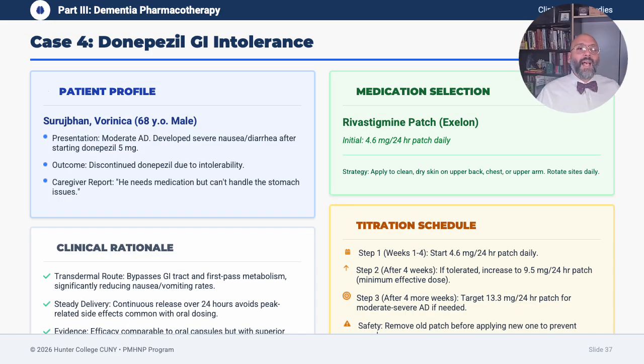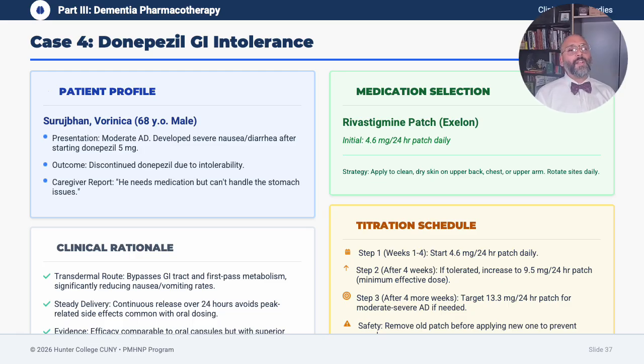So this case highlights a very common real-world problem with the cholinesterase inhibitors, which is the GI intolerance. Here we have a 68-year-old man with moderate Alzheimer's disease who developed significant nausea and diarrhea shortly after starting the donepezil. And this is the classic dose-limiting GI side effect that forces people to have this conversation about is this medication worth it?